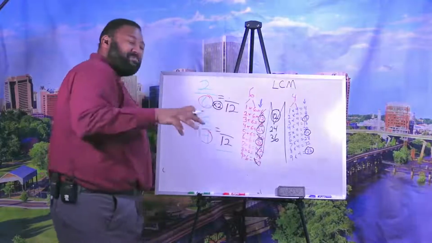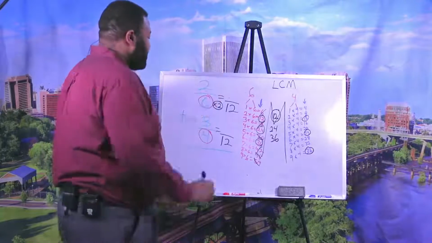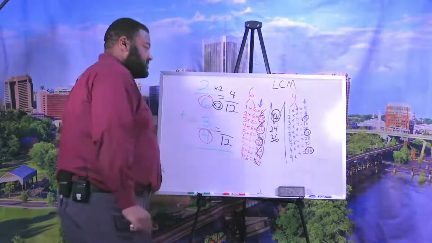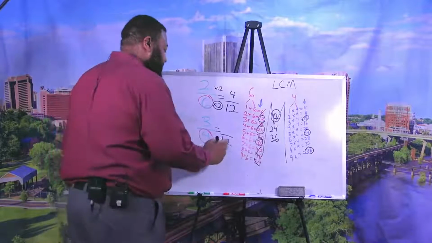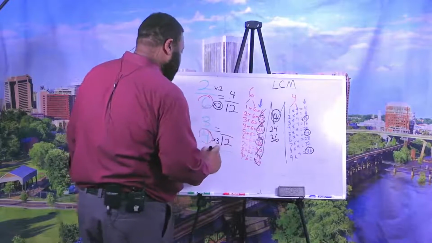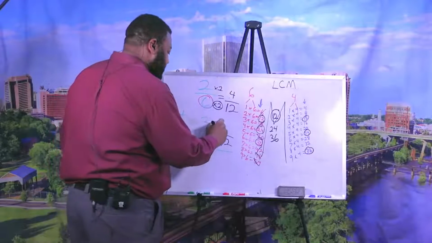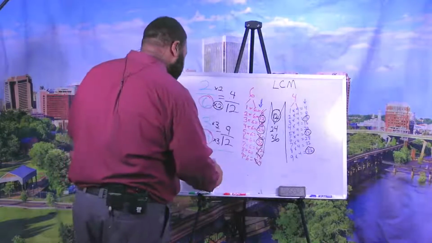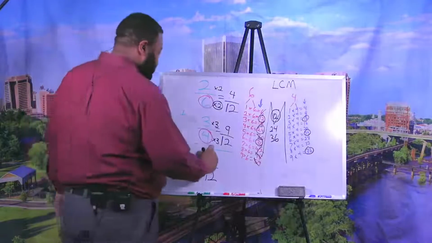Whatever you do to the bottom, which is my denominator, you do to the top, which is my numerator. So that's times 2. 2 times 2 is 4. Four times what is 12? 4 times 3 is 12. Times 3. 3 times 3 is 9. My denominator is going to be 12. Now, 9 plus 4 is actually going to be 13.